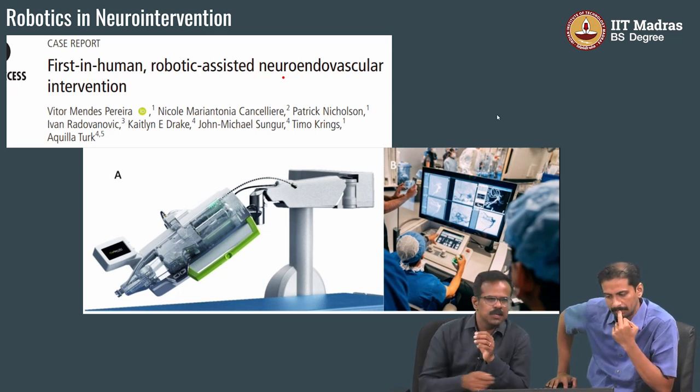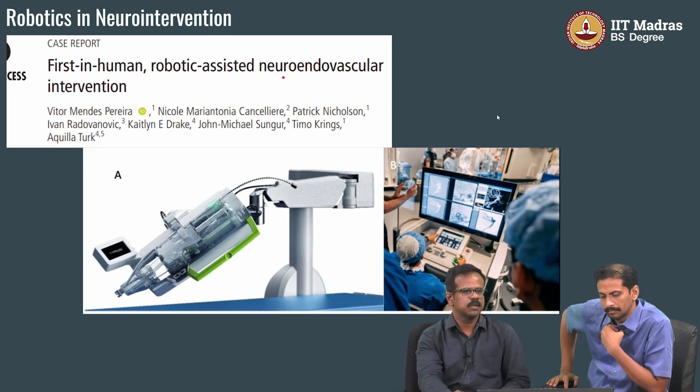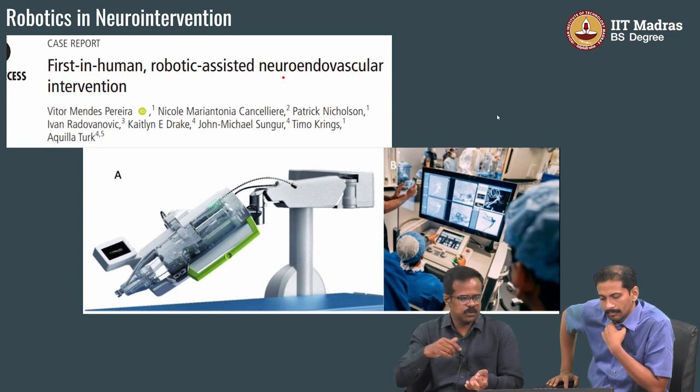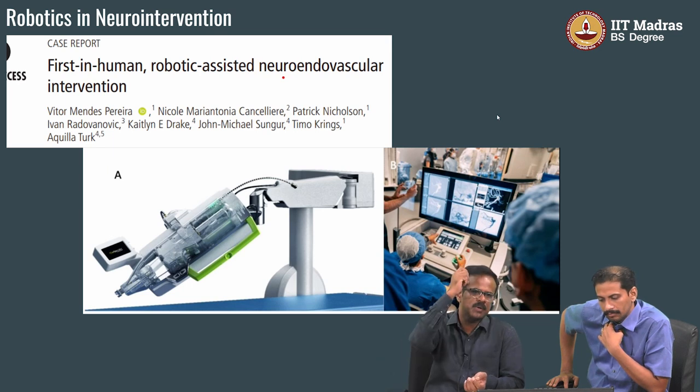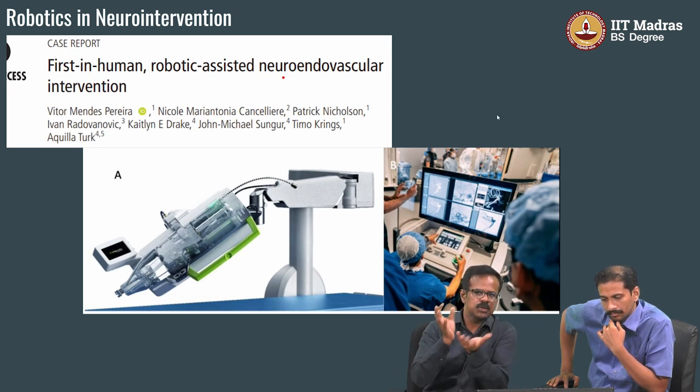Typically, this robotic arm you can see mimics our hand. Millimeter by millimeter, we are moving the wires inside the brain. We take access through a vessel, an artery, and take wires inside the brain and move it. If it is a blockage, we remove the block. If it is a bulging or balloon, an aneurysm, as we call it, we put some coils.